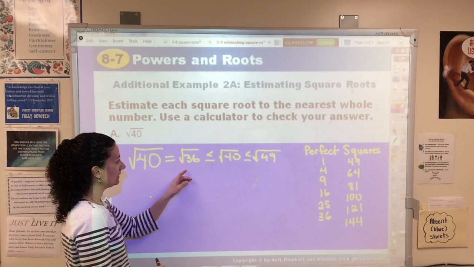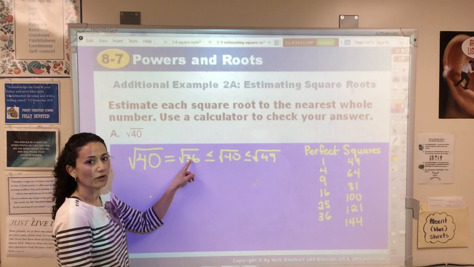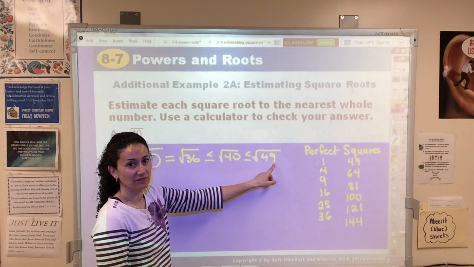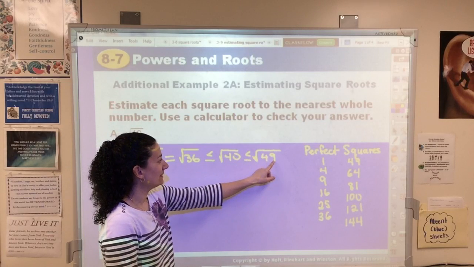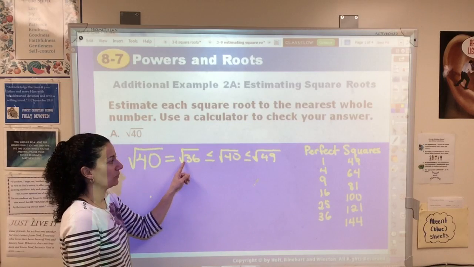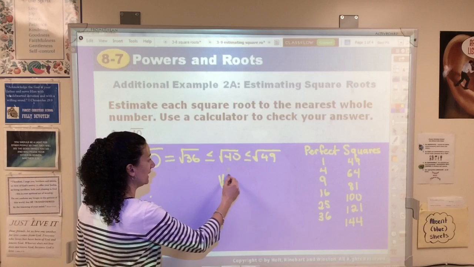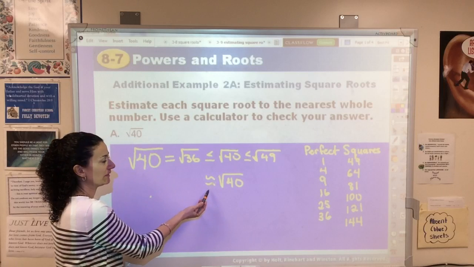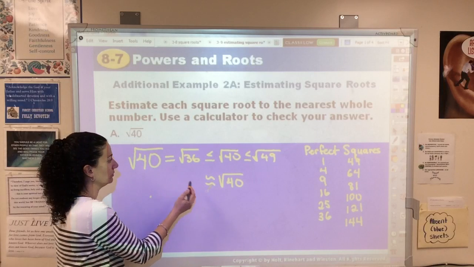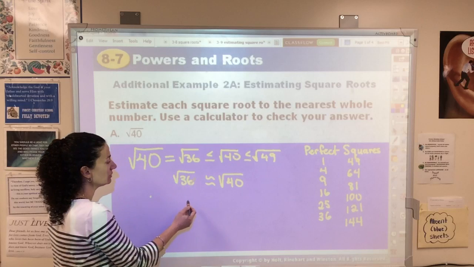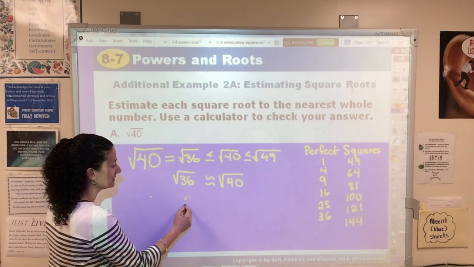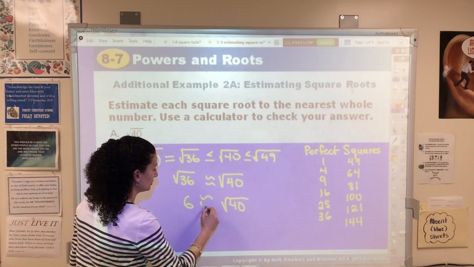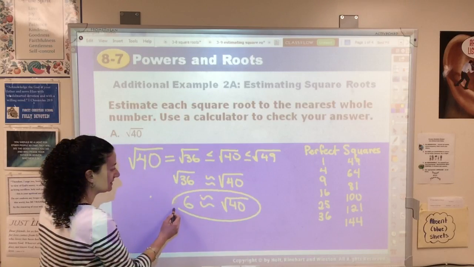And so I can see that 40 is only 4 away from 36, and it's 9 away from 49. Do you see that? This is 9 away, and this is only 4 spots away. So the square root of 40 is really close to the square root of 36. I'm going to use this little squiggle here. That means approximately equal to. And the square root of 36 is 6. So the square root of 40 is about, or approximately, 6.